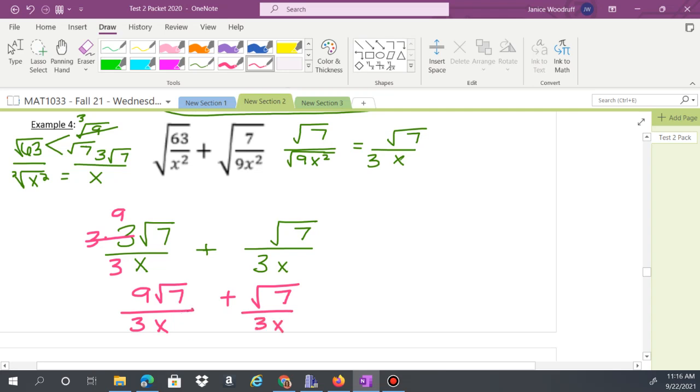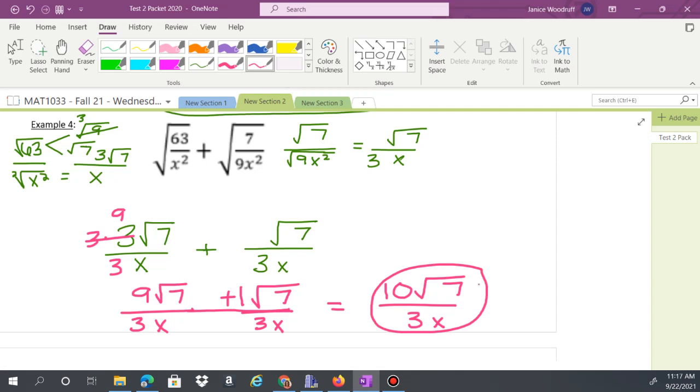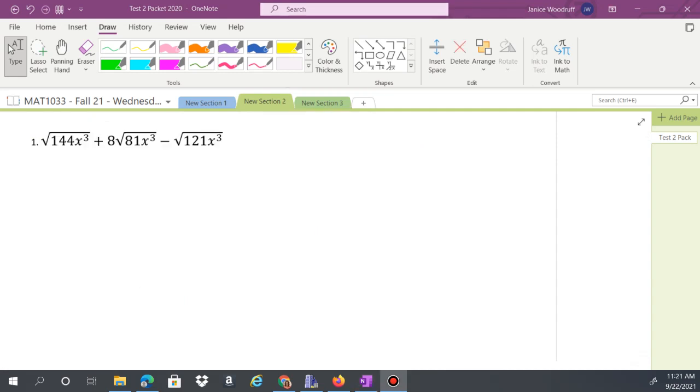Okay, so can I add these? What's understood in front of this root 7? A 1. What's 9 plus 1? 10 root 7 over 3x. Okay, there's one on the next page I want you guys to try. I'll give you a few minutes to work on that, and then we'll go over it before we move forward.